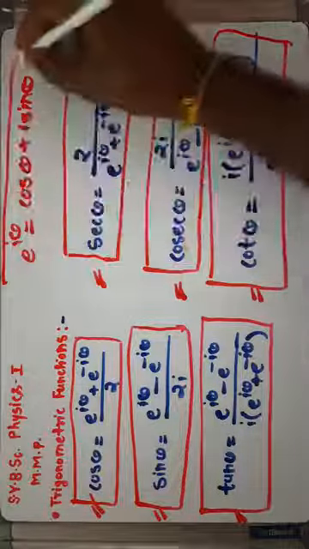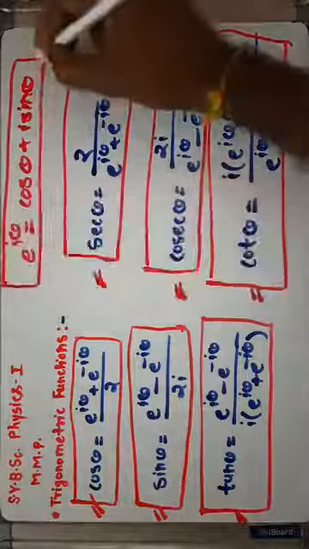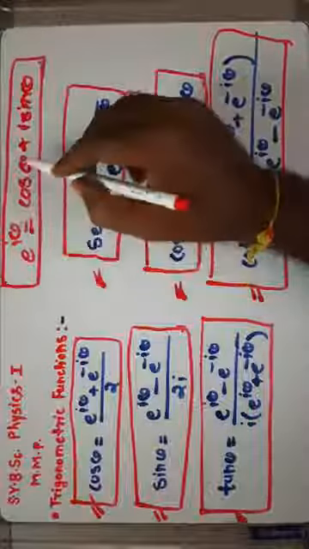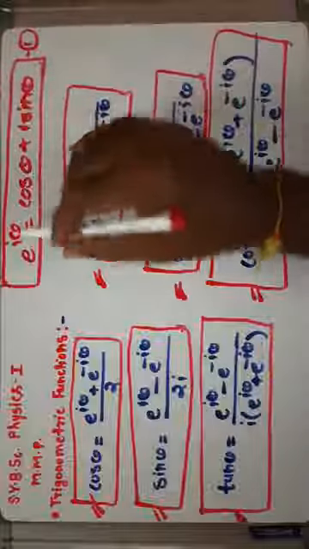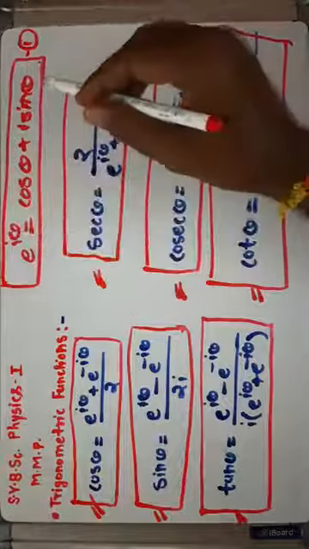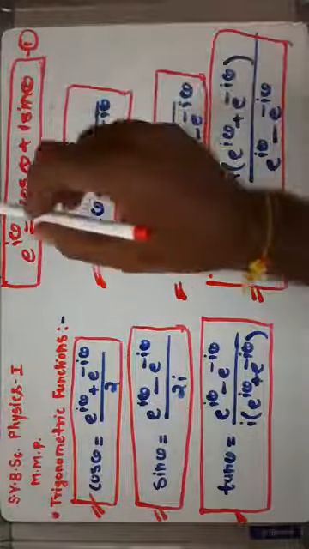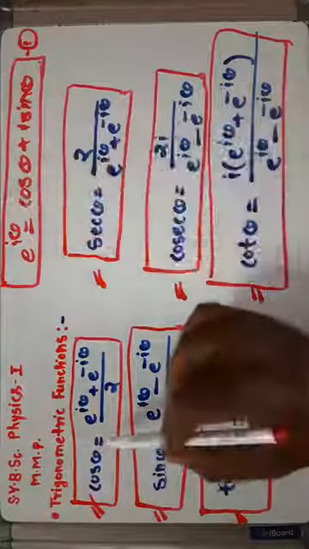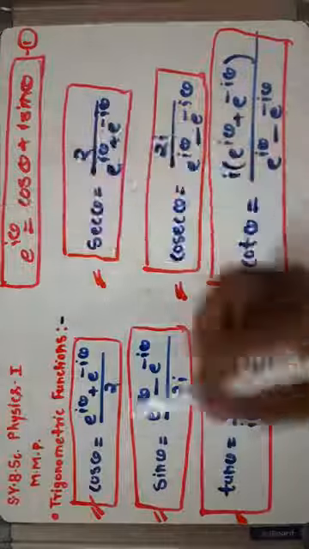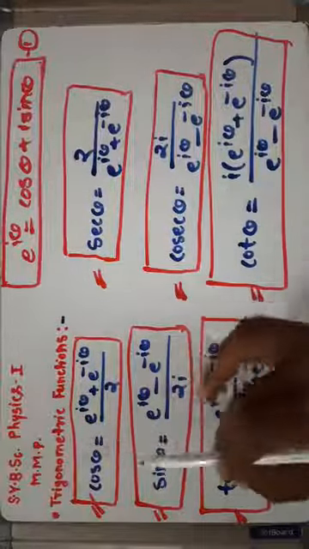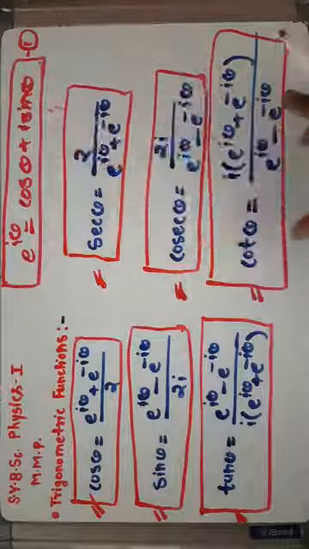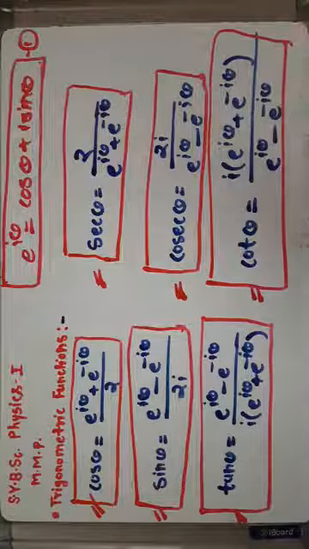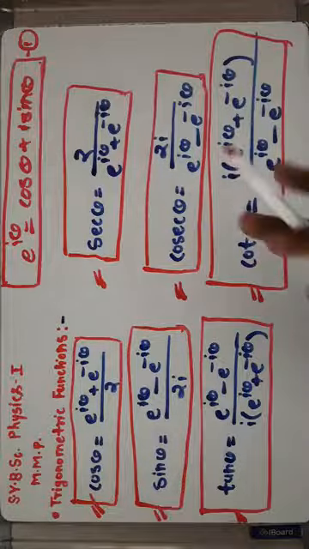Using Euler's formula, this is equation 1. Then in equation 2 we replace theta by minus theta. Adding 1 and 2, we get this. Subtracting 1 and 2, we get this. Then we get this and this, and then take the inverse, and we get this. Okay, very simple. Try it and you must remember.